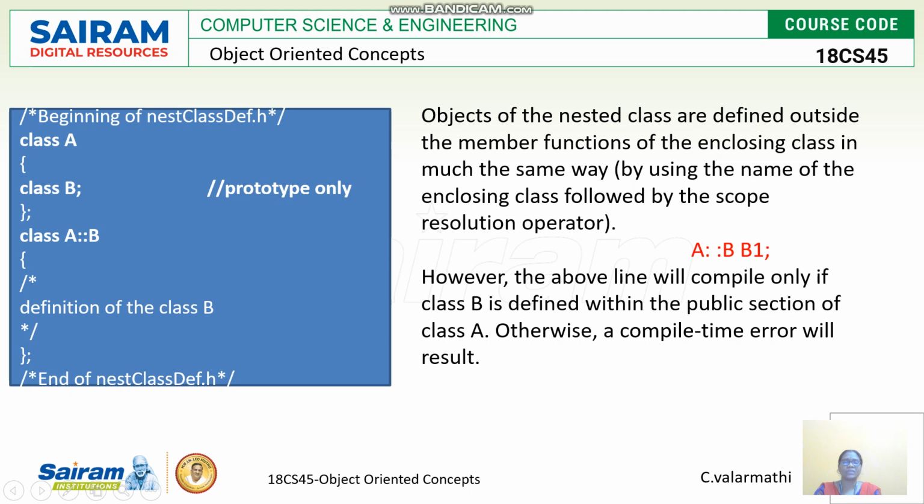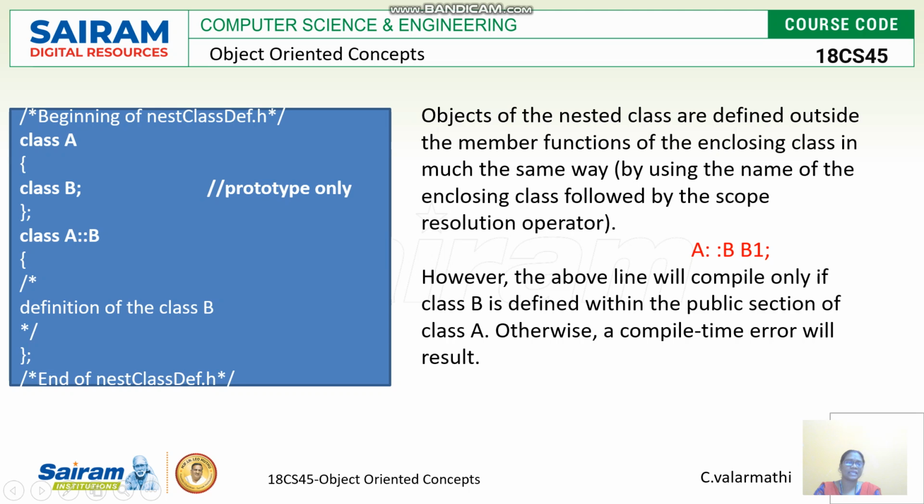Next, let us see another way the nested class can be defined outside of the enclosing class. Class A is written, and inside class A only the class B prototype is declared. Right? There is not much more of the definition of class B. Only the declaration part, that is the prototype, is written inside class A. Then class A is closed. Coming to its definition, it can be defined using the same kind of scope resolution operator, A scope resolution operator B.